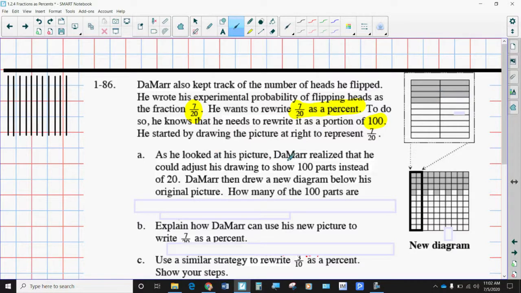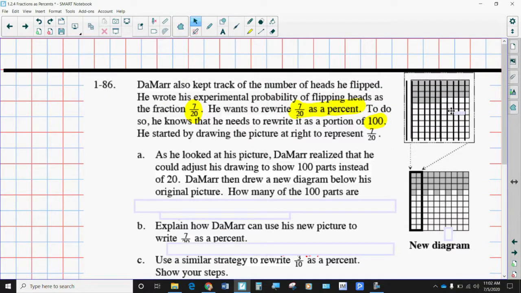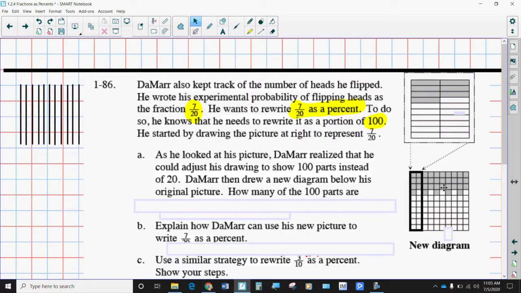Now, Tamar realized that he could adjust his drawing by showing it in 100 parts instead of 20. So essentially what he's done is he's going to draw some vertical lines in here, which is going to change it from 20 equal portions to 100 of them, right? 1, 2, 3, 4, 5, 6, 7, 8, 9, 10. 1, 2, 3, 4, 5, 6, 7, 8, 9, 10. So he's got 10 columns now with 10 boxes in each column. So that's what he's got here.